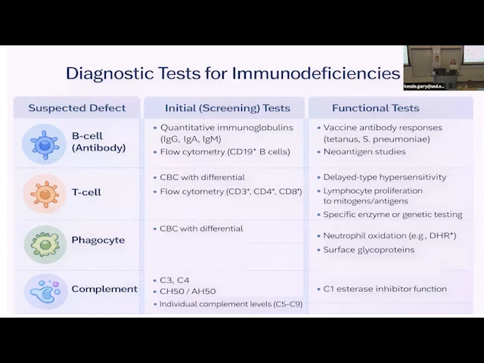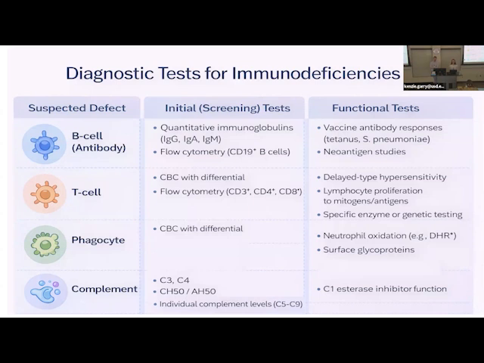What do you do if you suspect some primary immunodeficiencies? Well, if you were thinking B cells are the issue with those sinopulmonary infections, you could do quantitative antibody tests, or you could do a flow cytometry because CD19 is the marker for B cells. For T cells, we're looking at flow cytometry, except the markers are a little bit different: CD3, CD4, CD8, and then also, on the right, some functional tests you could look at too.